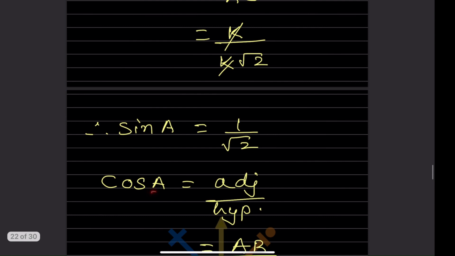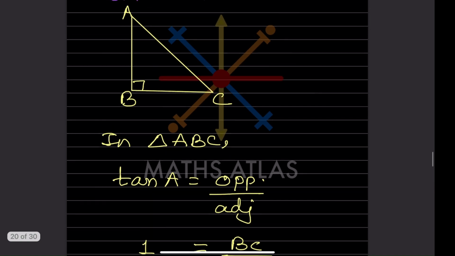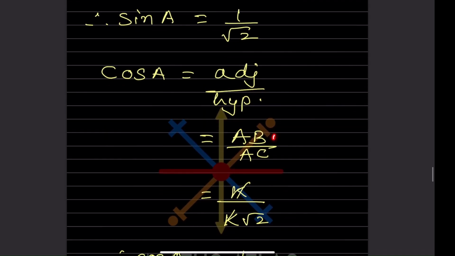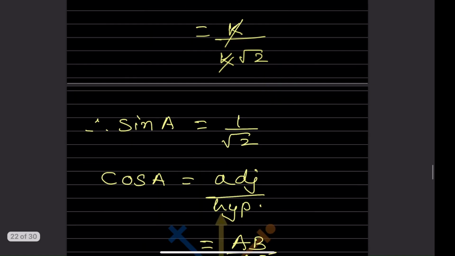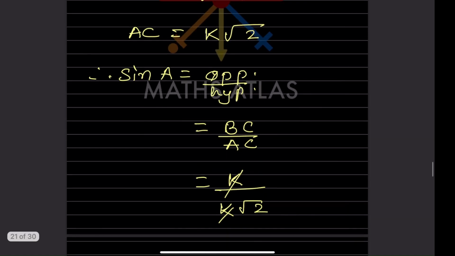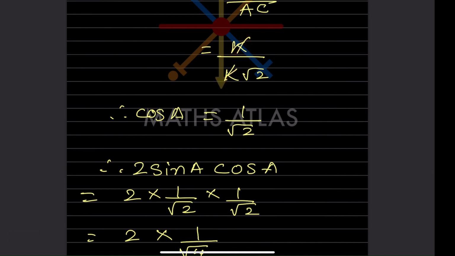And cos A is adjacent side by hypotenuse. So now which is the adjacent over here? That is AB. So here what we'll write? AB, and the hypotenuse is AC. So again we can see over here that AB is K. So let us write in place of AB as K, and AC is K root 2. We already got the value of AC as K root 2. So again this and this gets cancelled. So here we get 1 by root 2. So cos A also is 1 by root 2.